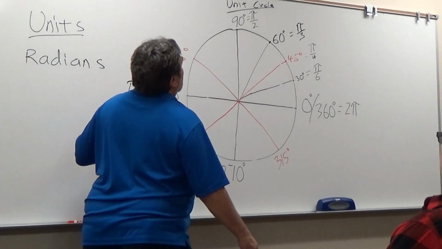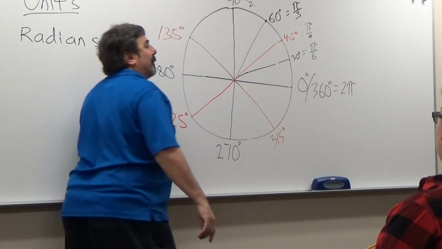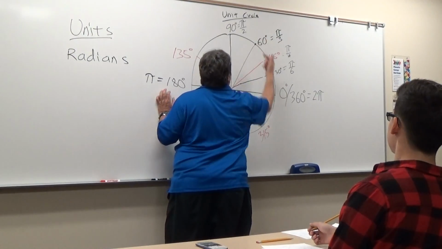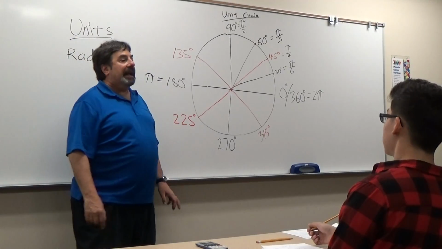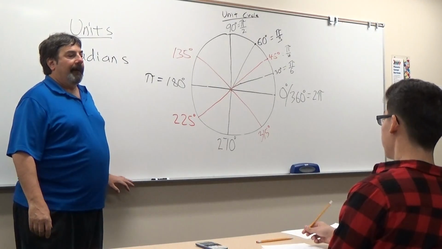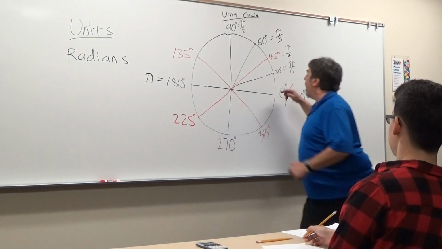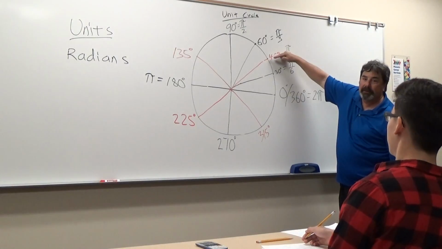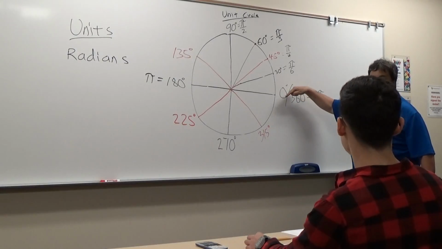Pi over 4 is equivalent to how many degrees? 45 degrees. And our angles are positive going in this direction. Tell me, where on this circle do you think negative pi over 4 radians would be located? I think it is on 225. Okay, now look, pi over 4 radians is equivalent to 45 degrees. So if I go negative pi over 4 radians, where am I going to end up?